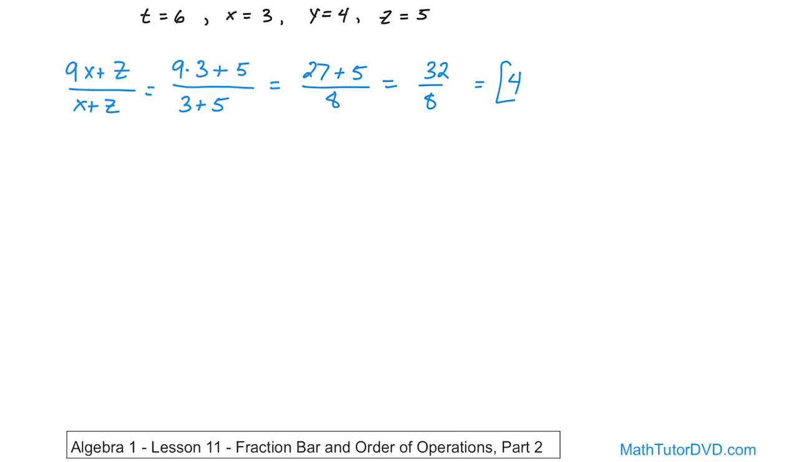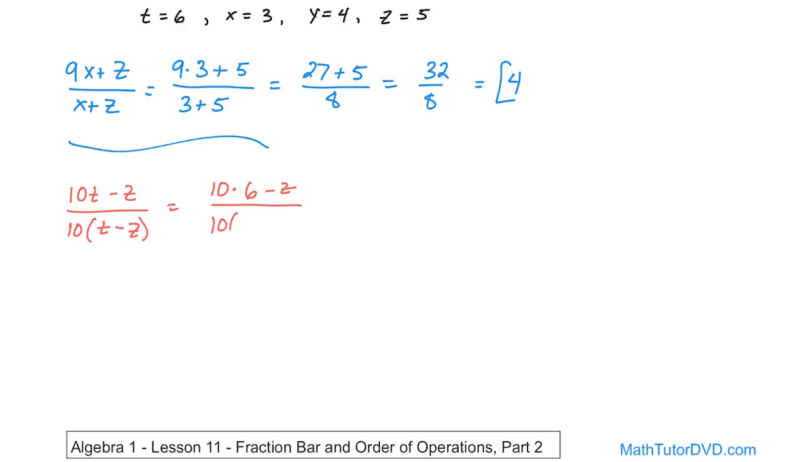So these problems are not any harder. The only other step is we have to substitute in for the variables into their proper locations. So let's go ahead and do the last problem here to give you some practice with this. 10 times t minus z over 10 parentheses t minus z. So let's substitute in. On the top we have 10 times t, which is 6, minus z. And on the bottom we will have 10 parentheses t, which is 6, minus z, which is 5.